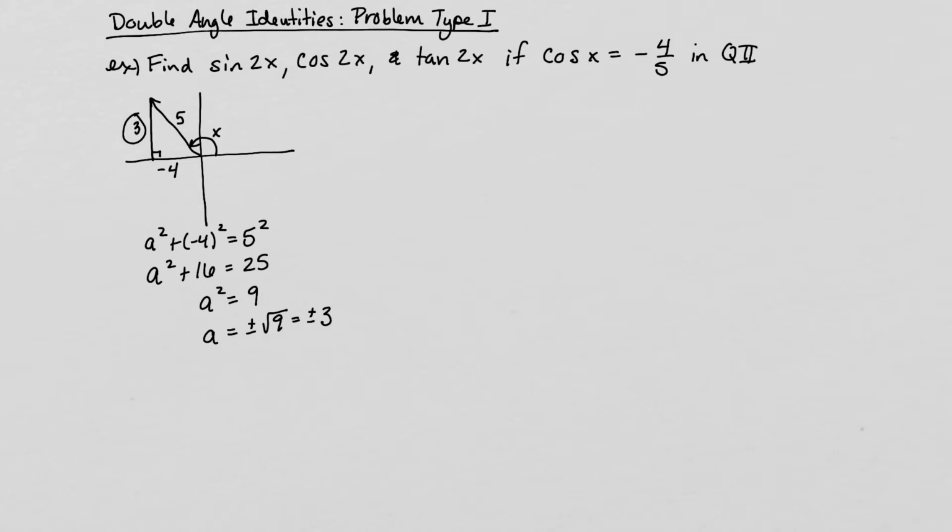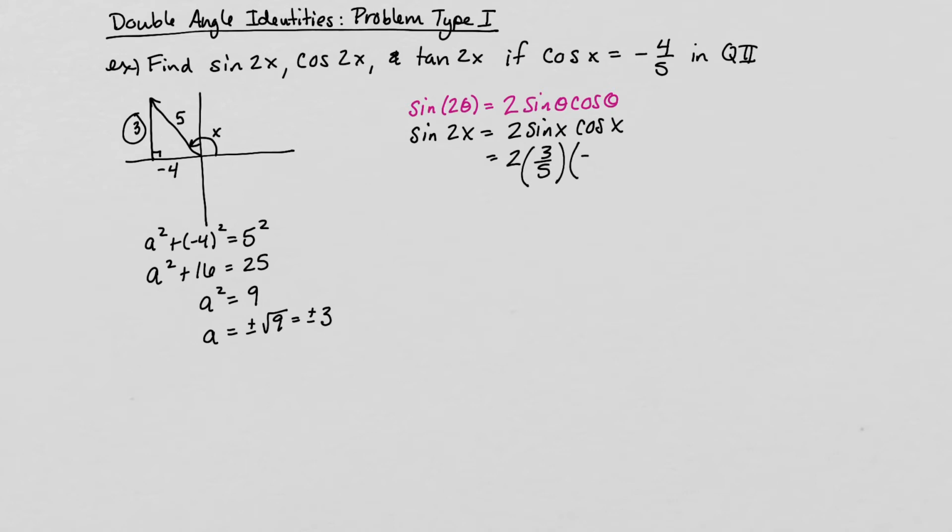And now it's just a matter of pulling off the things we're looking for from the sheet. So for instance, the sine of 2 theta, from our sheet, is 2 sine theta cosine theta. We have an x instead of a theta, so the sine of 2x is 2 sine x cosine x. Based on our triangle, sine x is 3/5, cosine x is negative 4/5. So we end up with negative 24 over 25.